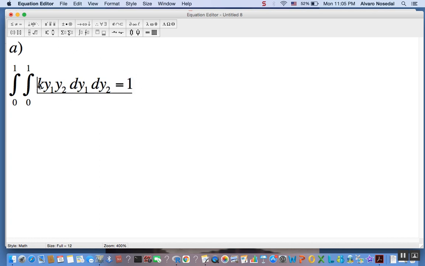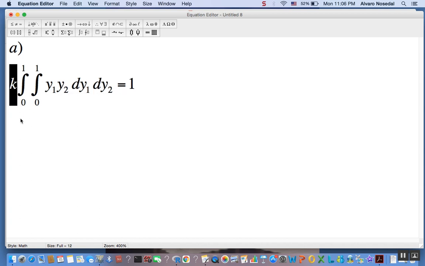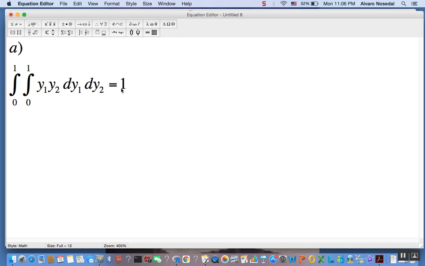This k is a constant, so we could factor it out, and we can divide by k on both sides. So what we could do is find this integral, and if we find that integral, what we're finding is the reciprocal of the constant that we need. So let's do that. Okay, let's find that integral on the left hand side.